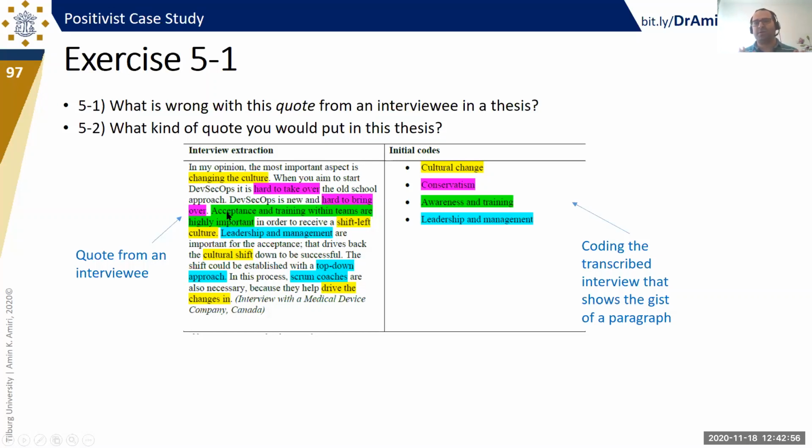So this is an interpretivist study. You see here, this person did not provide any values for each construct. He just tries to provide some initial codes here. What's wrong here?